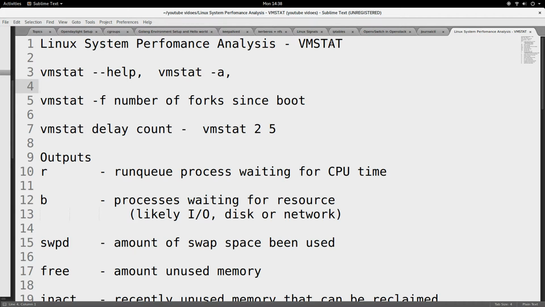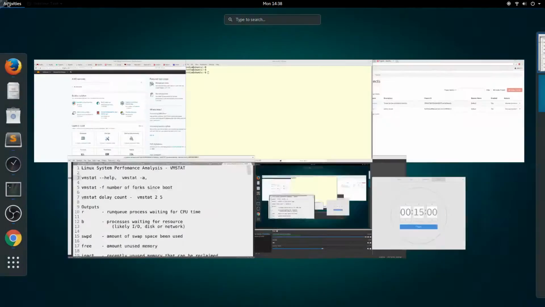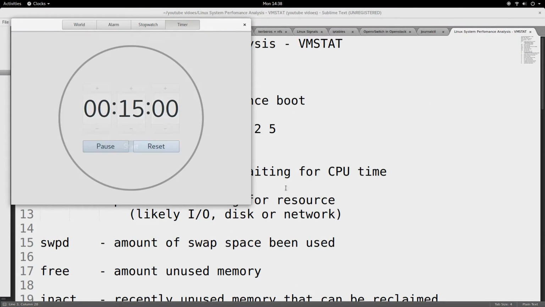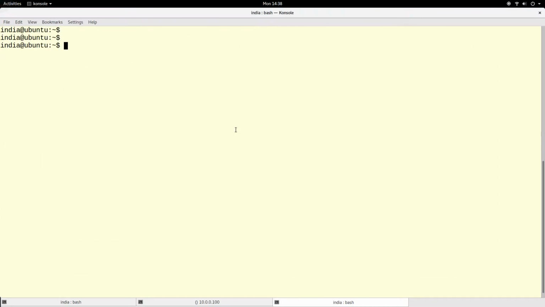vmstat is one of a lot of tools that are out there, and that is what I'll be talking about today. So let me start my timer and let's go to the terminal.